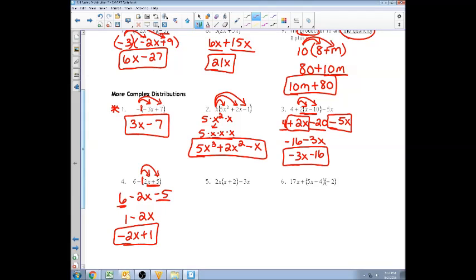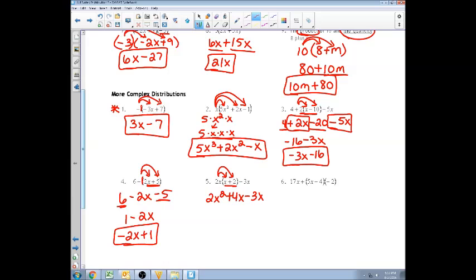Number 5, we want to try anything inside the parenthesis first. Nothing to do there, so I'm going to do my multiplication. 2x times x would be 2x squared. 2x times 2 would be positive 4x. And I just bring down my negative 3x.